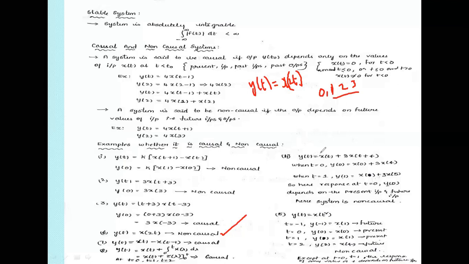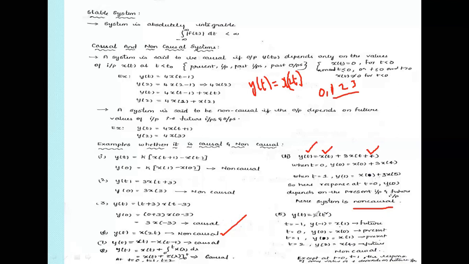And in the fourth example, you can see y of t is equal to x of t plus 3, that is x of t plus something. Definitely, if it is a plus value, it means an advanced function, and it depends upon future inputs only. Then the system is a non-causal system.